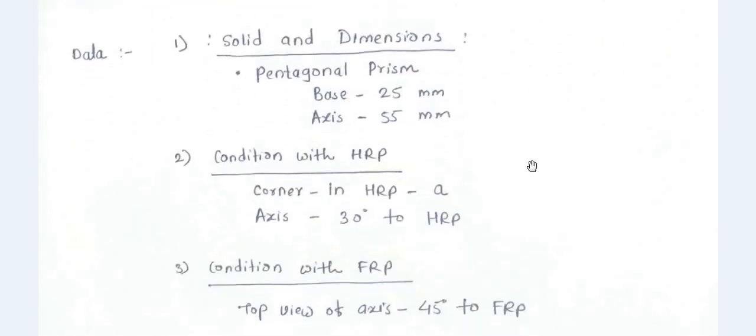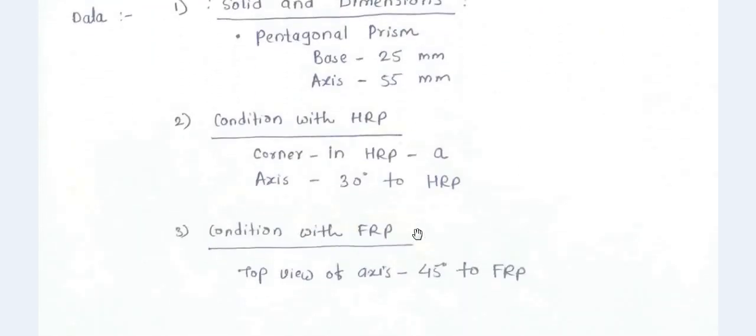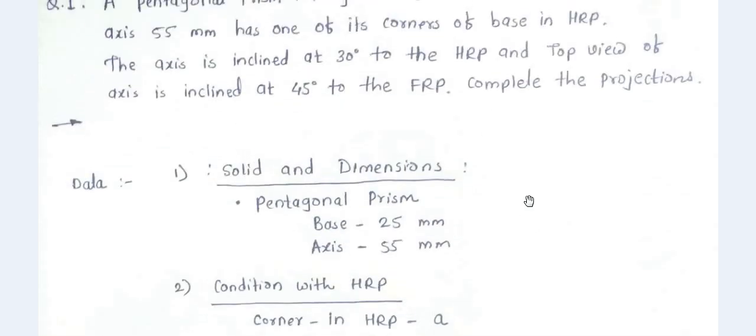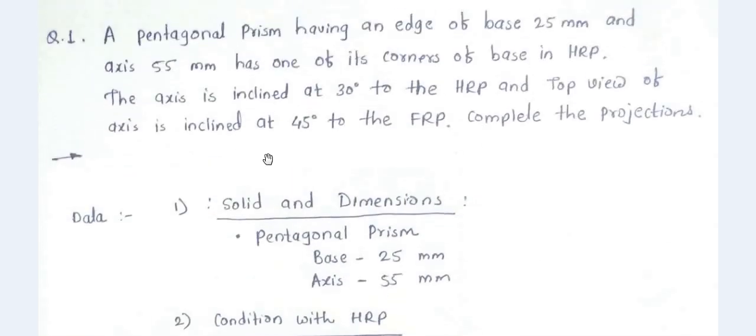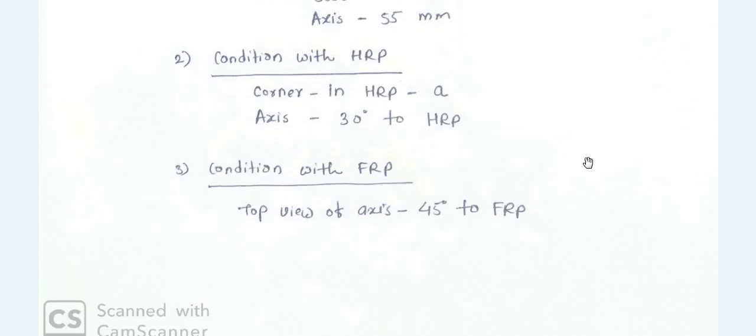Now we'll see the third data, that is the condition with respect to FRP. Like HRP, anything with respect to FRP will form a condition with respect to FRP. The top view of the axis is inclined at 45 degrees to the FRP. So here the angle is given with respect to FRP, 45 degrees made by the top view of the axis. So this will form our third condition with respect to FRP.